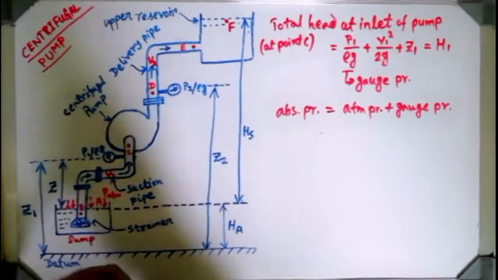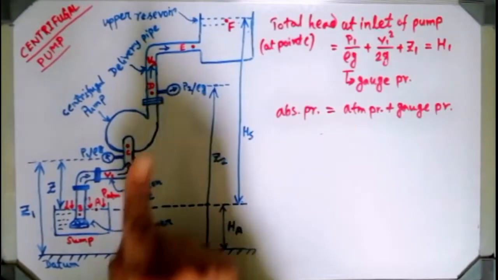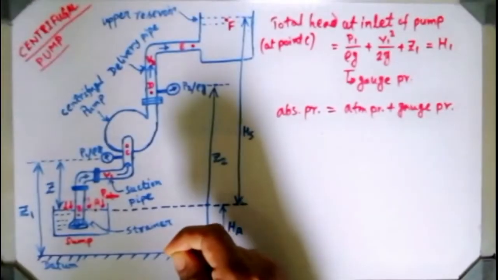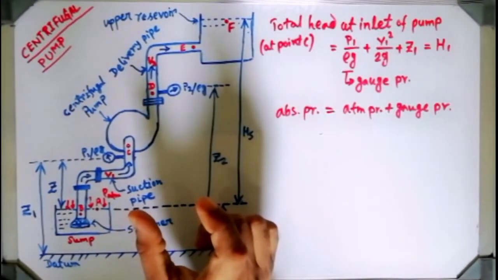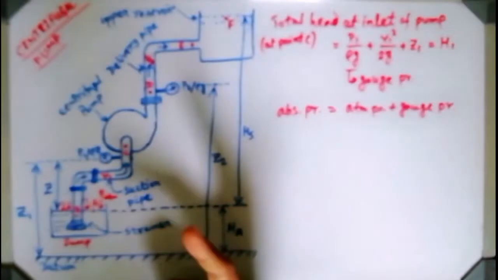Just like the injection syringe we use. Why can the liquid go inside an injection syringe? Because you are pulling the plunger, by which a negative pressure is created, so the liquid can go in, otherwise it cannot go inside.